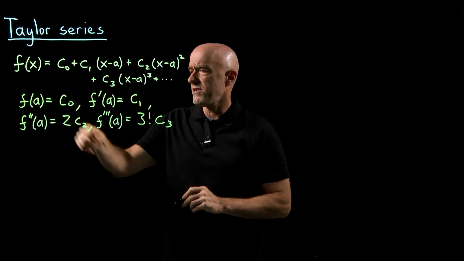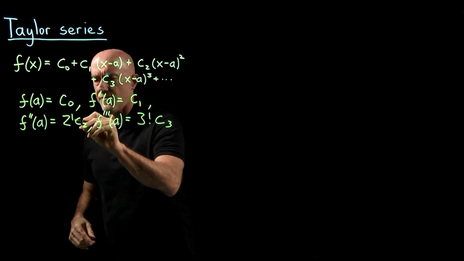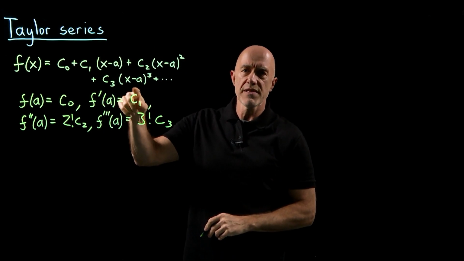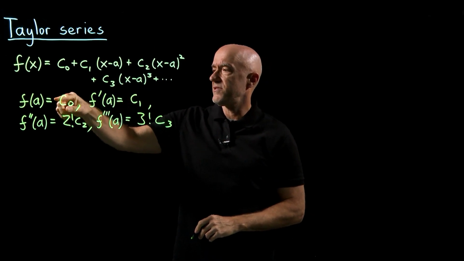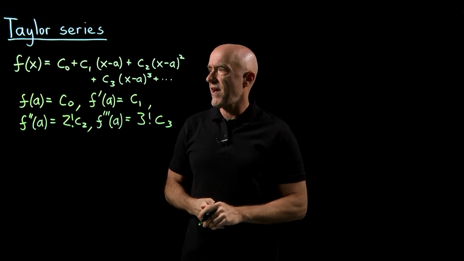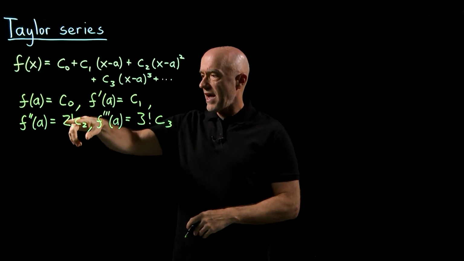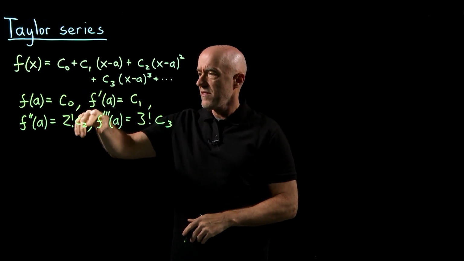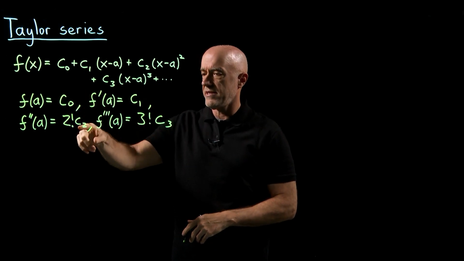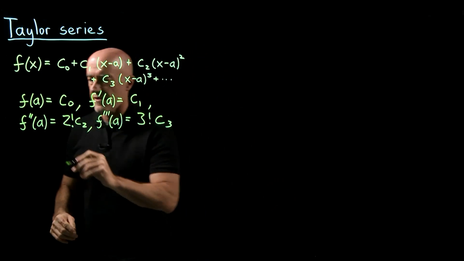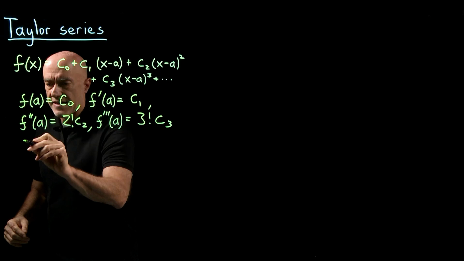So similarly, this 2 here is the same as 2 factorial. This 1 here is the same as 1 factorial. And this 1 here, we can define to be 0 factorial. So now we can solve for the coefficients C0, C1, C2, C3 in terms of the function and its derivatives. And if we do that, we get the Taylor series.